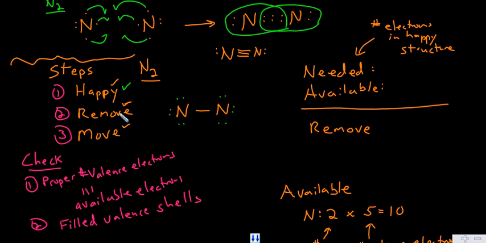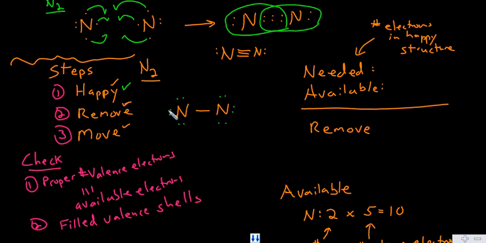And now, we need to remove a certain number of electrons. To know how many electrons need to be removed, we need to first compare how many are needed in our happy structure. And then we'll find a difference between that and the number of electrons that will actually be available, which will be from the valence shells of each nitrogen initially, before they've formed any bonds. So how many electrons are in this happy structure?